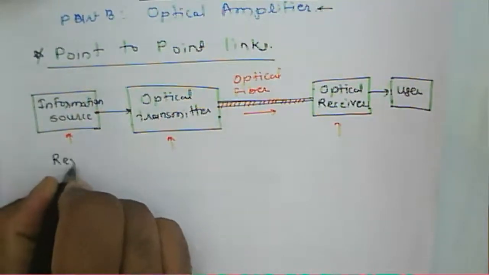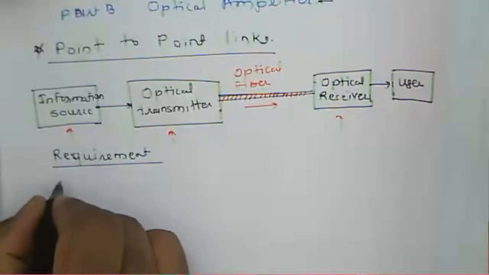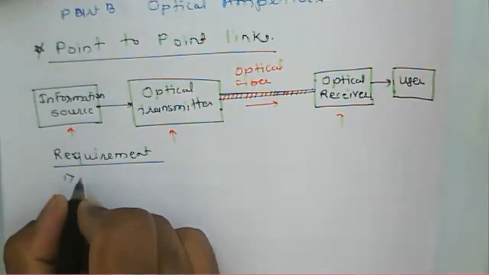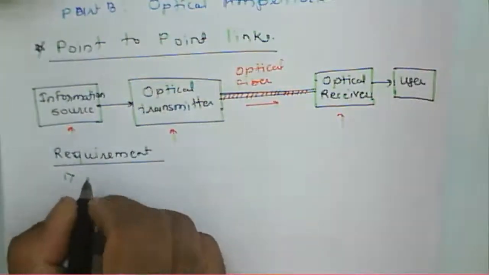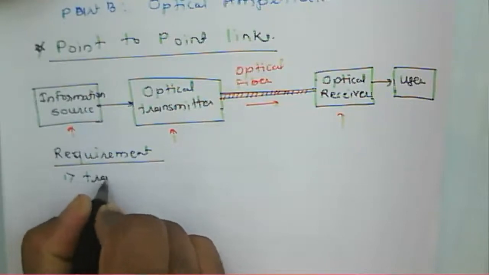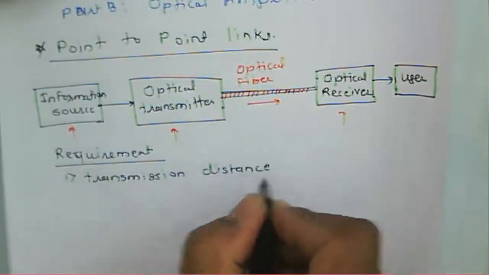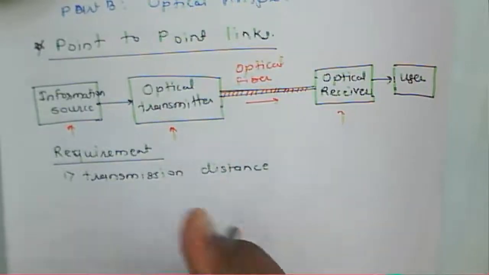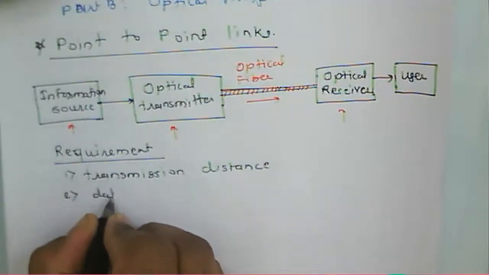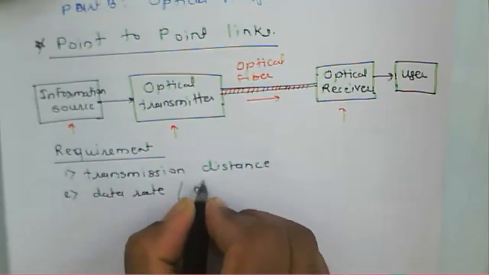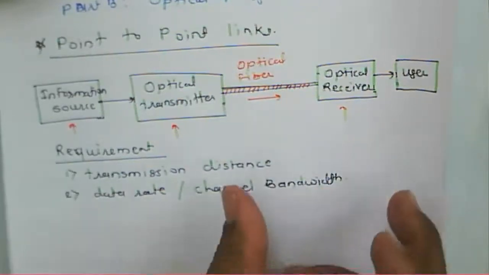So now what are the various requirements from this link or this system? It is about what will be the distance your signal is to be transmitted. So we can say a transmission distance, that much we use for transmitting the signal there. Second thing is about data rate, or we can say channel bandwidth, or you can say simply bandwidth. Okay.